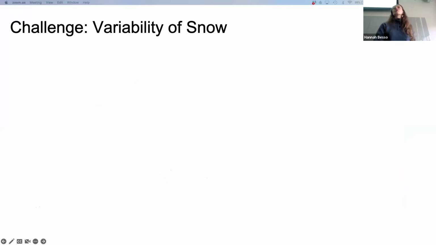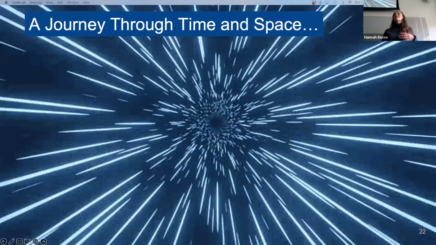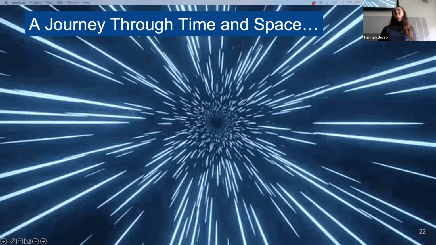Snow is also challenging to measure, and part of this is due to the variability of snow in both time and space. So this is one example of snow variability. We see that in the left image, which is taken at Crystal Mountain, within one basin, we can have variable snow depth. On the right side of the image, there's no snow, whereas on the left side of the image, there is snow. And in time, within the span of just 1 month, we can have drastic changes in how deep snow depth is throughout a basin. So we're going to dive into this idea of time and space a little bit more.